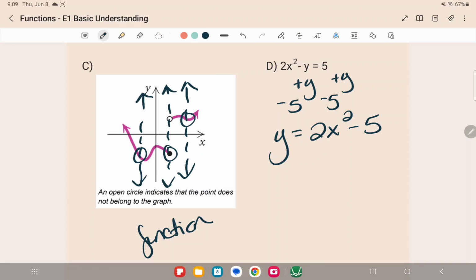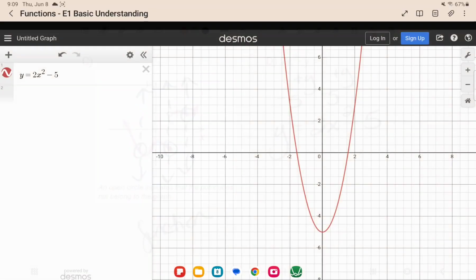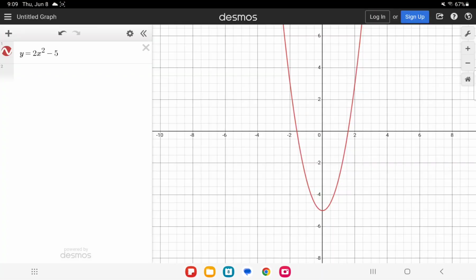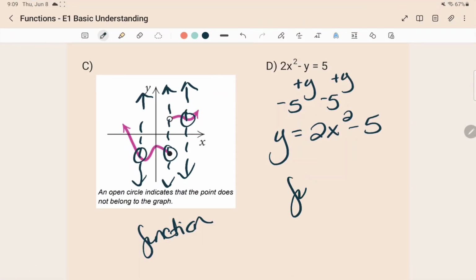I've taken a shortcut and already graphed this on my graphing calculator, so I can take a look at it. Here's the graph of y equals 2x squared minus 5. This is a parabola, and I can see that when I draw a vertical line anywhere on this graph, I'm only going to hit 1 point. So the graph of y equals 2x squared minus 5 is a function.